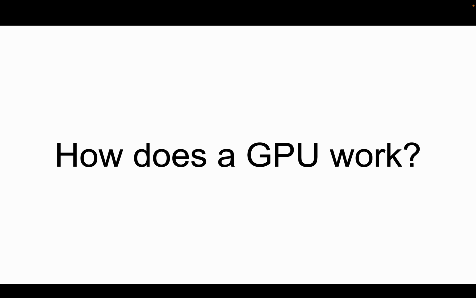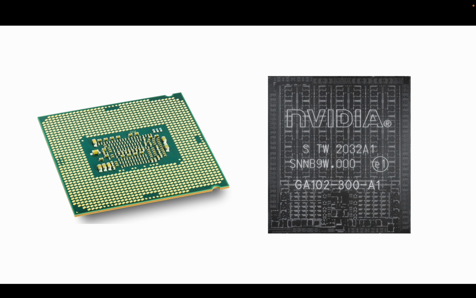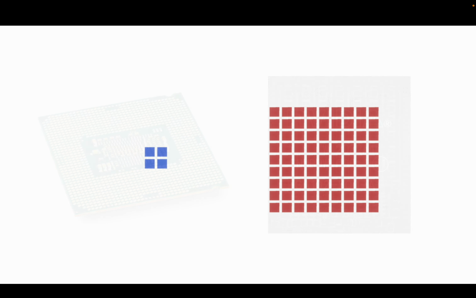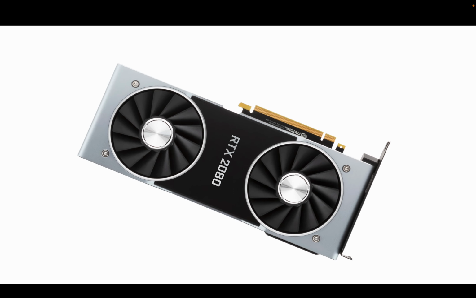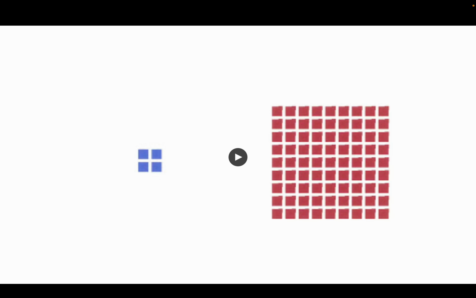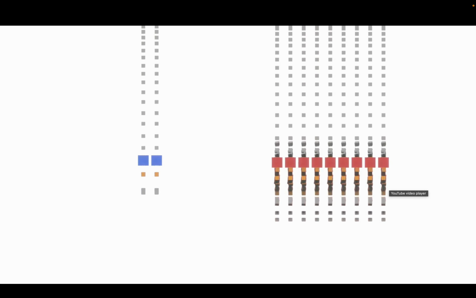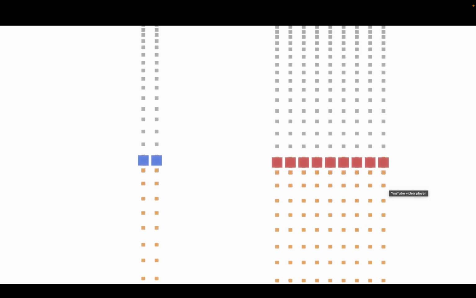So how does a GPU work? A GPU is like a CPU in principle. It executes instructions on inputs to produce some output. The main difference is that GPUs consist of thousands of parallel cores rather than just 4. The NVIDIA RTX 2080, for example, contains 2,944 cores. Each core runs the provided shader on a given vertex or pixel. Since it can be done in parallel, this provides a massive speedup over the same operations on a CPU.